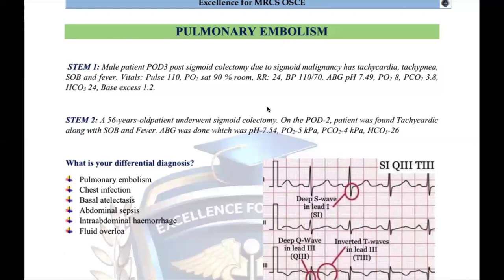So in different parts of your MRCS OSCE preparation, you are going to have pulmonary embolism in different ways. So I think it's better to prepare pulmonary embolism in a single attempt, so that you don't have to fight on pathology or PDL or the CQS examination. You don't need to go for pulmonary embolism there. So let's start pulmonary embolism here.